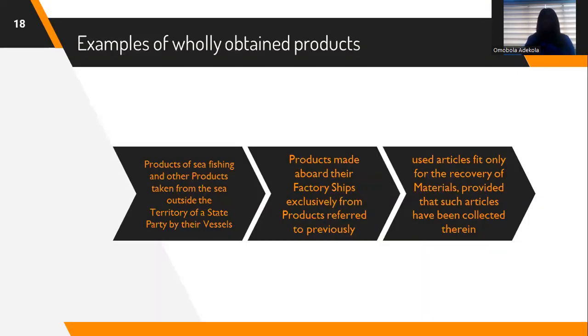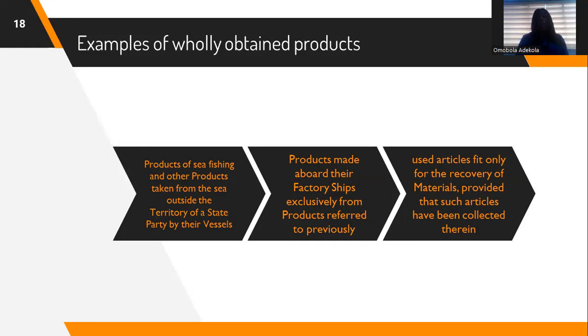Well, also products of sea fishing and other products taken from the sea outside the territory of a state party by their vessels, the vessels of a state party. So products of sea fishing and other products taken from the sea outside the territory of a state party by their vessels. Those are other examples.